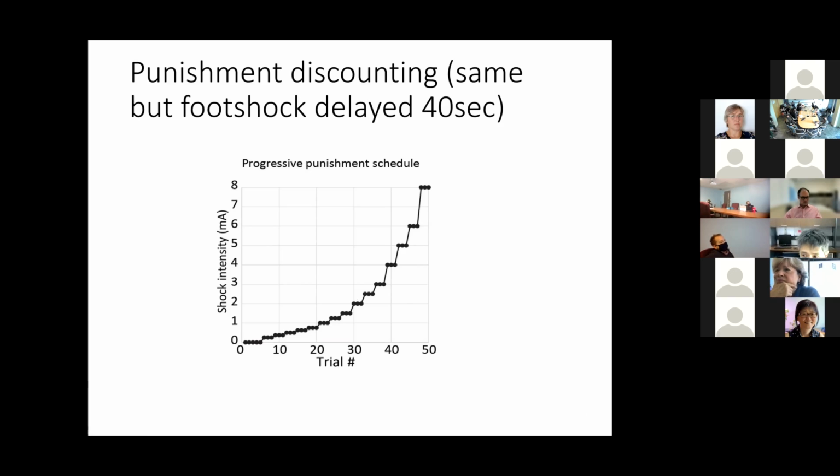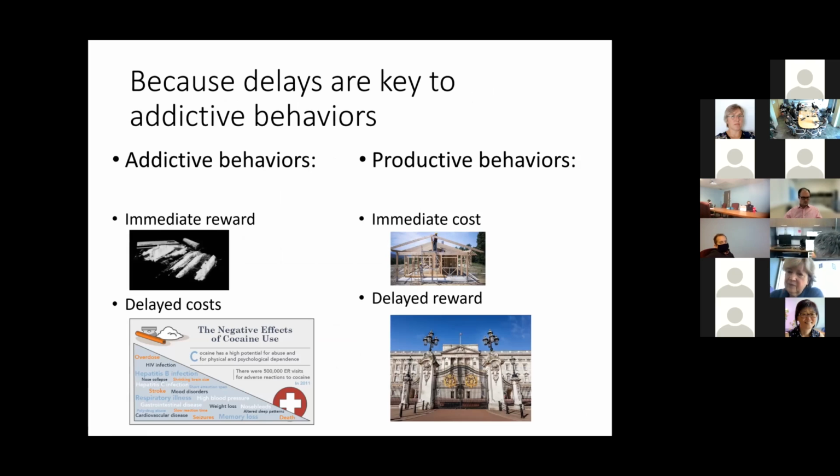We have a version of this in which we delay the shock by 40 seconds. The reason for this is that this is key to addictive behaviors, where the reward is immediate and then the cost comes somewhat later. We often think about addictive behaviors as being reward seeking in spite of negative consequences. That's half the story, because a lot of productive behaviors also have rewards and negative consequences, but typically the temporal order is reversed. If the reward is immediate and the costs are later, that's bad. If the costs are up front and then you have a reward at the end, we tend to think of that as a good thing.